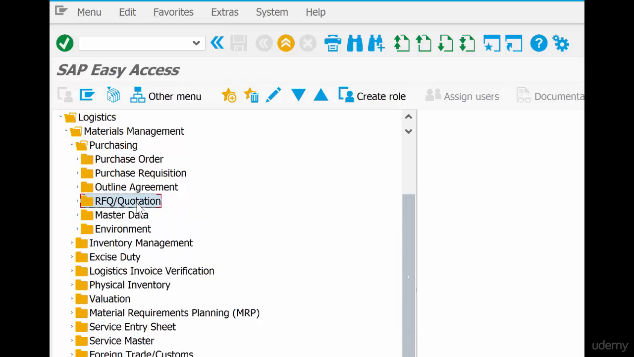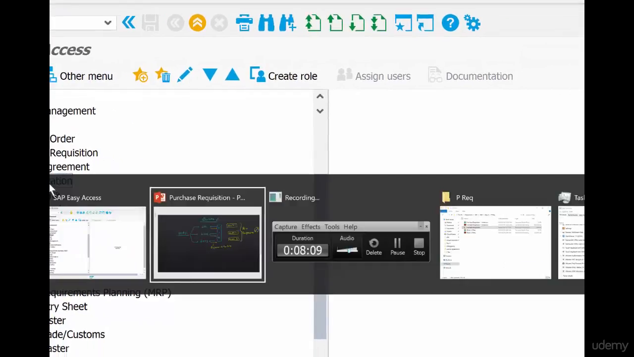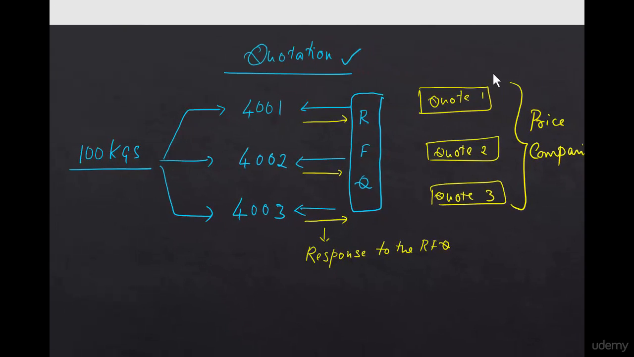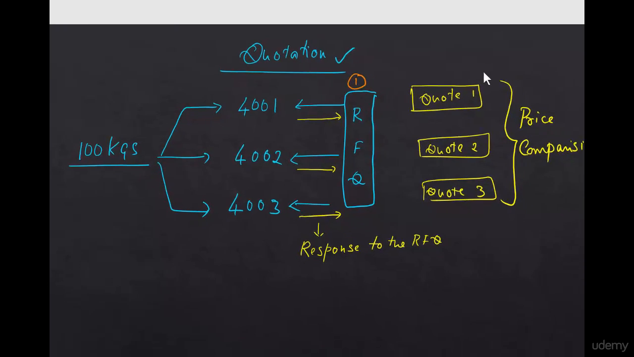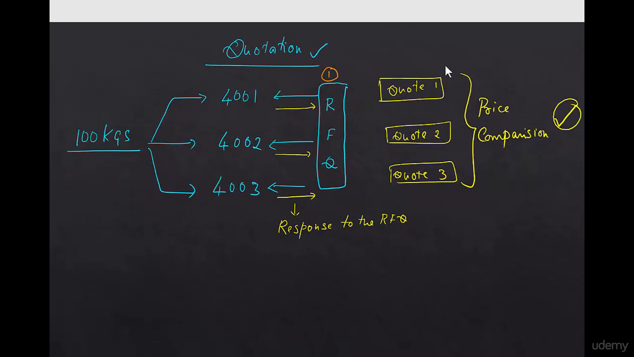So what do we want to do? We want to create an RFQ first and then document the responses and compare the prices. So three steps that we want to do here. The first step is issuing the RFQ to the vendors. The second step is documenting the responses in the quotation. And the third step is price comparison. And of course, the final step being awarding that order to one of the vendors.